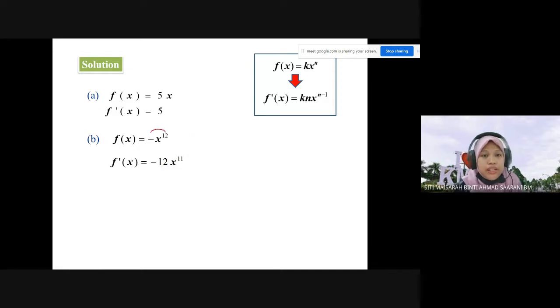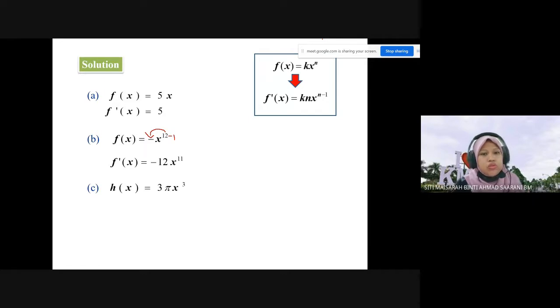12 bawa ke depan. So dia akan jadi negatif 12. And then 12 ni tolak 1. Jadi negatif 12 X power 11. Dia sama saja dengan yang nombor 2 tadi. Cuma dia ada constant kat depan. Constant depan tu kita salin balik lah. And then kita darab.